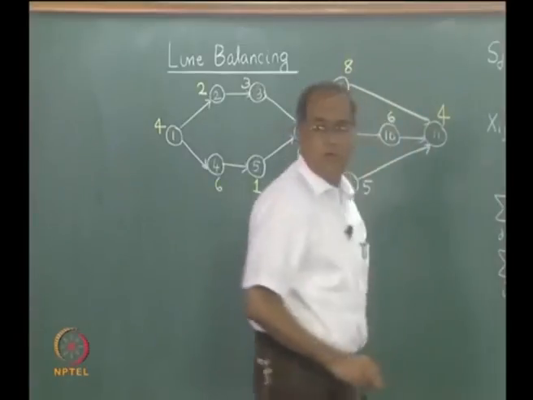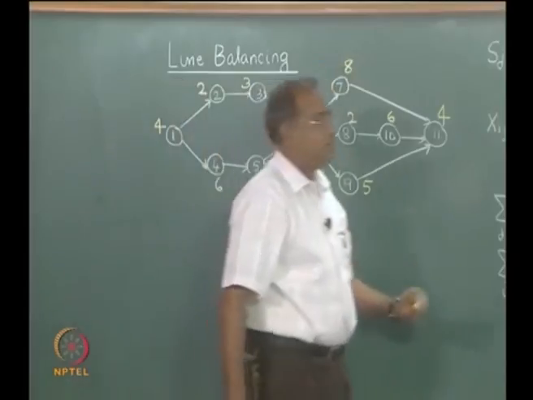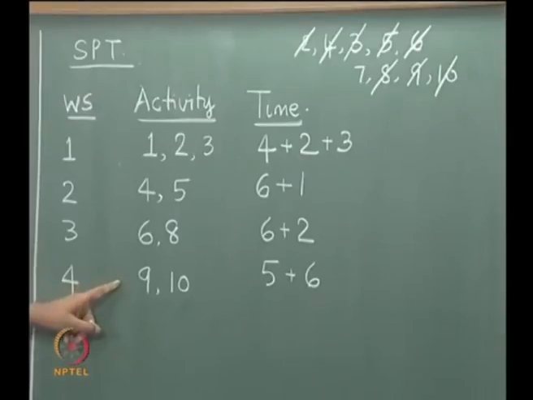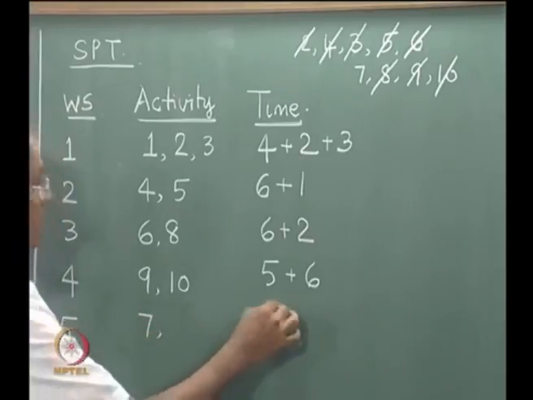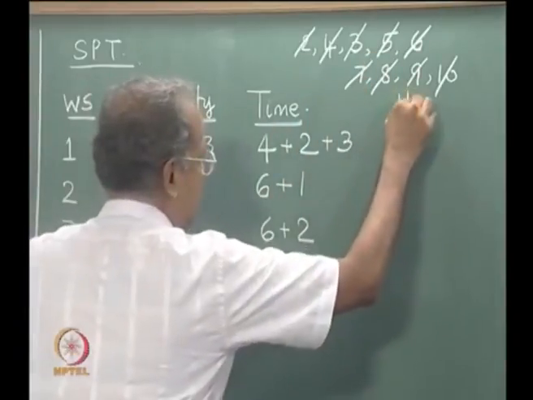So now 7 is the only one that is available. So 7 requires 8 time units. Adding an 8 here will exceed the cycle time. Create one more workstation with 7 and time equal to 8. So 7 goes. Now 11 is the only one that is remaining.